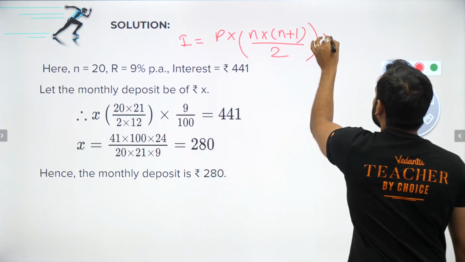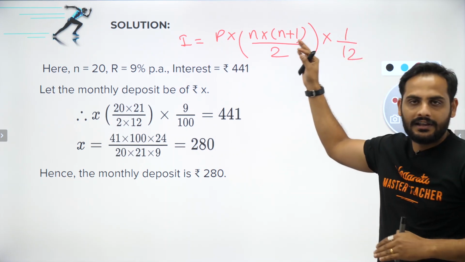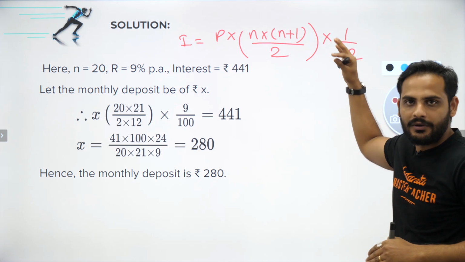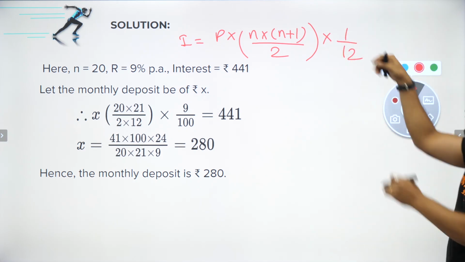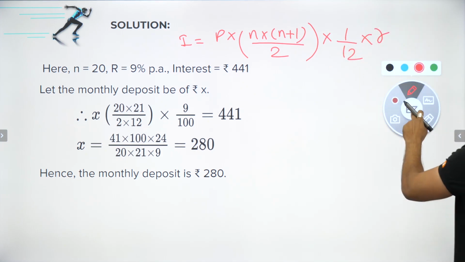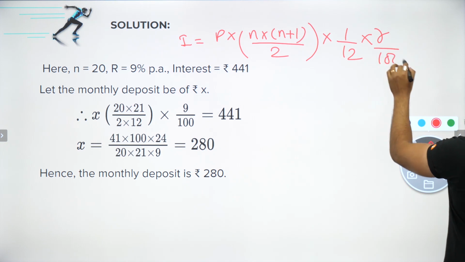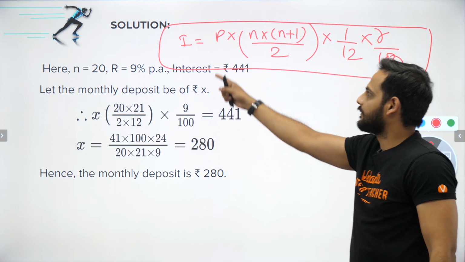Okay, then into 1 by 12. Why 1 by 12? This 1 by 12 is telling us that this rate percentage has to be divided by 12, because we are getting the rate percentage per annum. So 1 by 12, if I say into R, this will be giving me the rate percentage per month divided by 100. This formula you need to understand, and this will give you the interest.